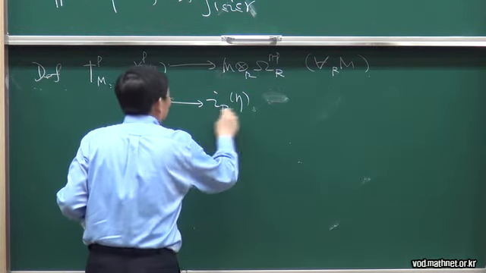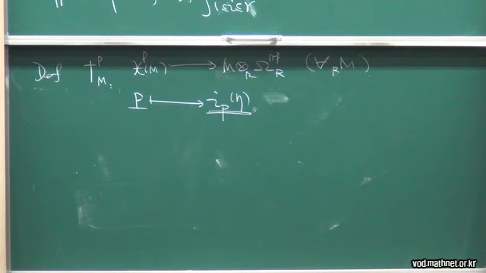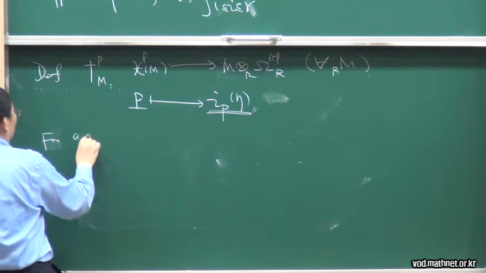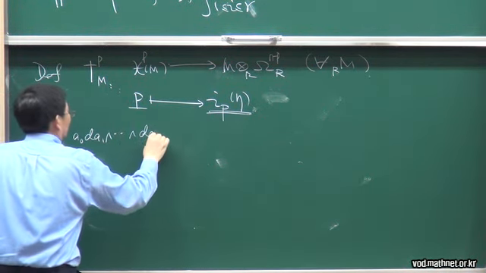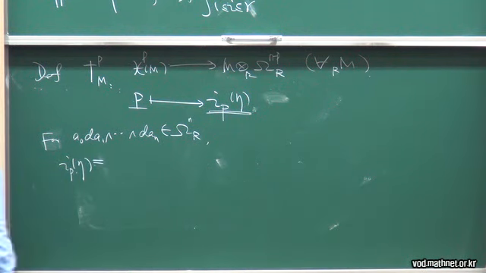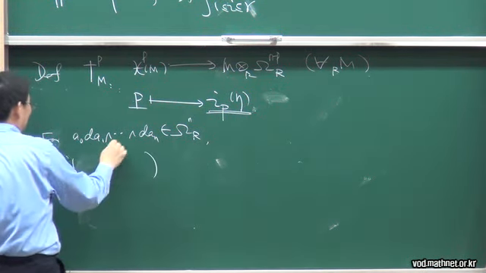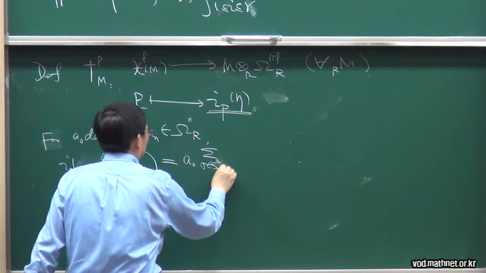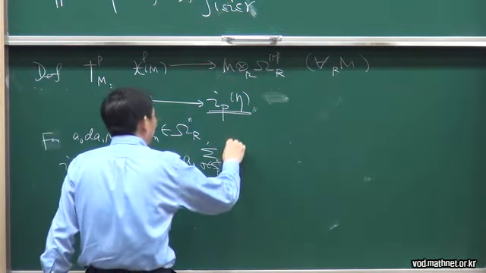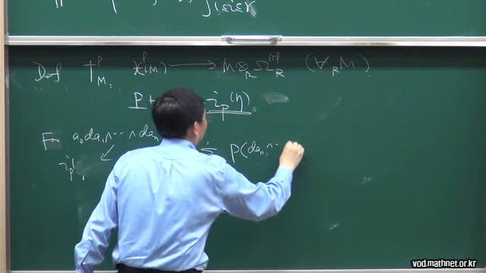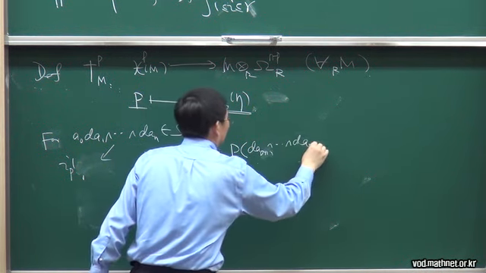I should define this one, and eta is in general an M form. For a general M form eta, IP eta is defined as IP acting on this, which is equal to a 0 sigma PQ minus P, and P acting on dA1, dA sigma 1, dA sigma P.